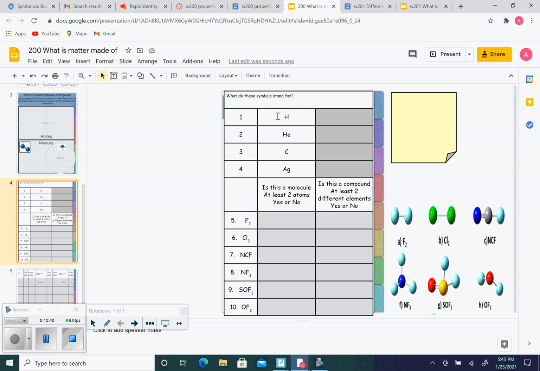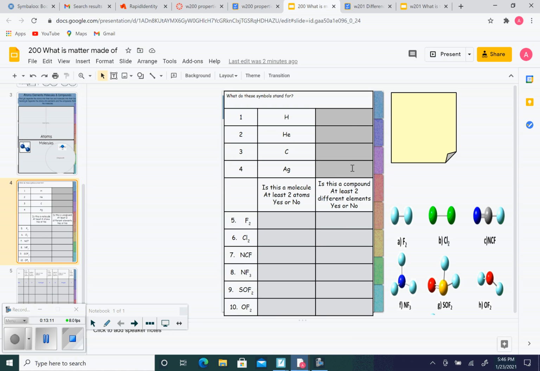So what I need you to do is find what H stands for. You will find this one in the upper left-hand corner. Then I need you to find HE. That is the upper right-hand corner. C, I believe, is on the second row down, more towards the right side. And AG, that's more towards the bottom. Now, you are going to need to write each of the elements' names.